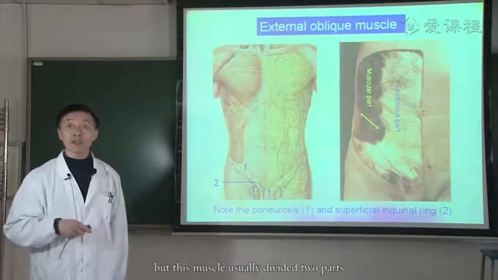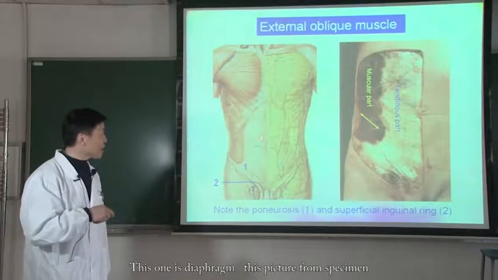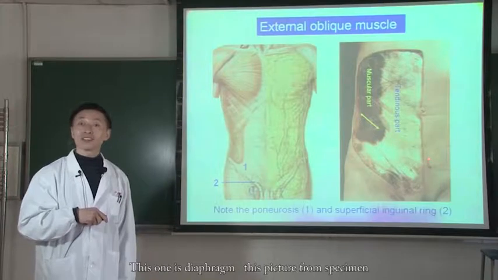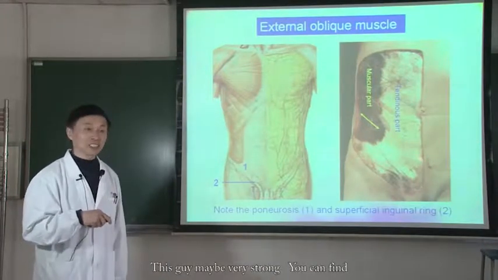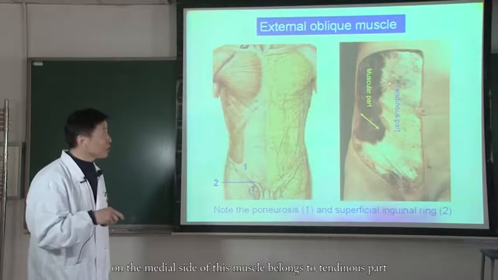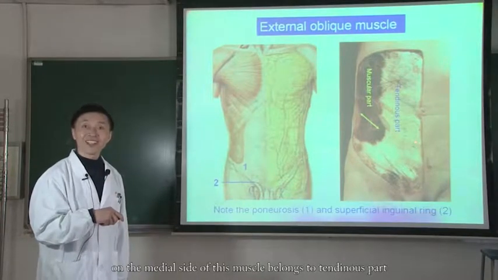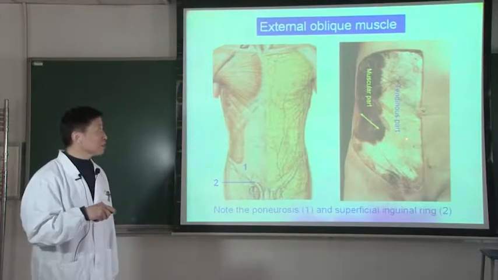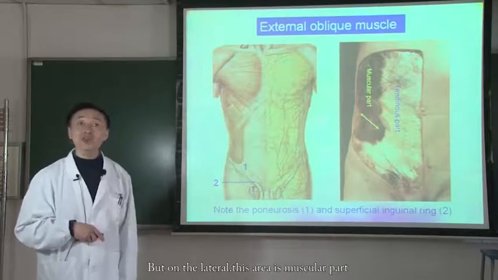But this muscle is usually divided into two parts. This one is the diagram. This picture is from the specimen. This guy maybe is very strong. You can find that the medial side of this muscle belongs to the tendinous part. But on the lateral side, this area is the muscular part.